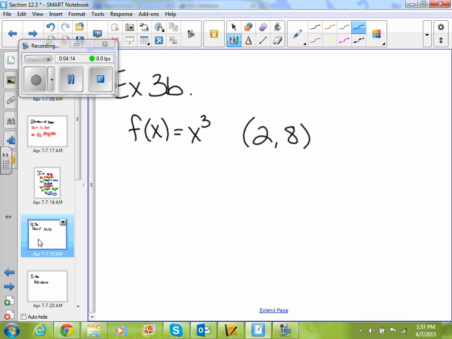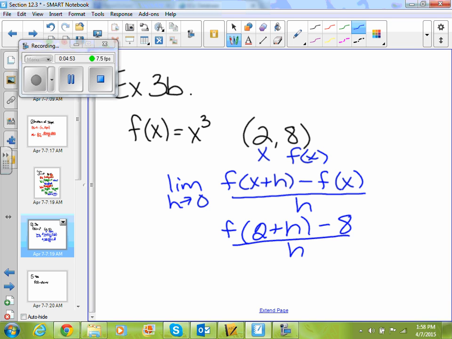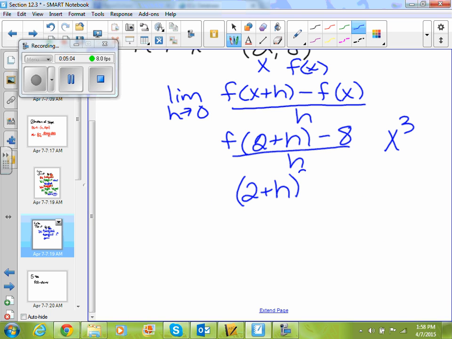Okay, so let's do that again for f of x equals x cubed with the point 2, 8. Well, this is x and this is f of x. And I'm looking for my limit as h approaches 0 of f of x plus h minus f of x all divided by h. Then that tells me that I'm looking for my limit of f of 2 plus h minus 8 divided by h. And since my function is x cubed, that tells me to put in 2 plus h for x, so 2 plus h cubed minus 8 divided by h.